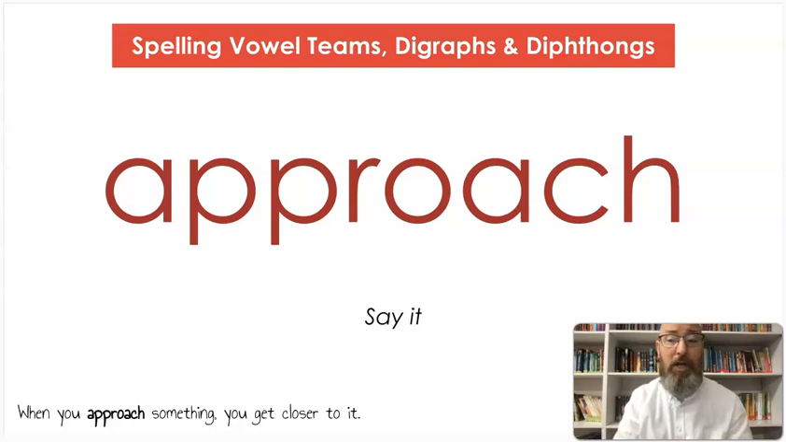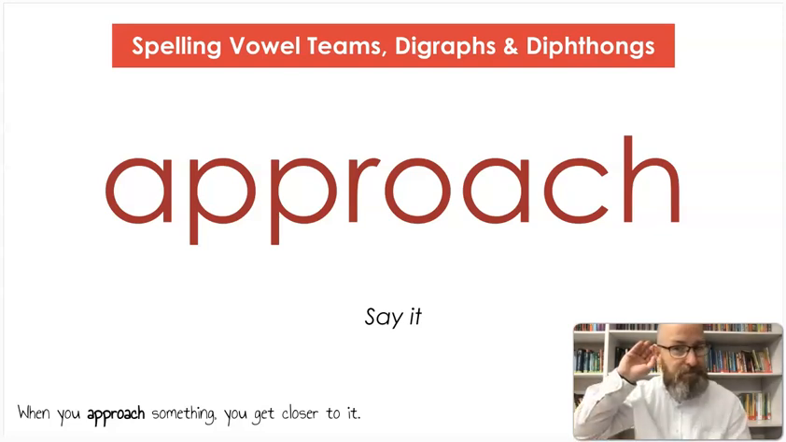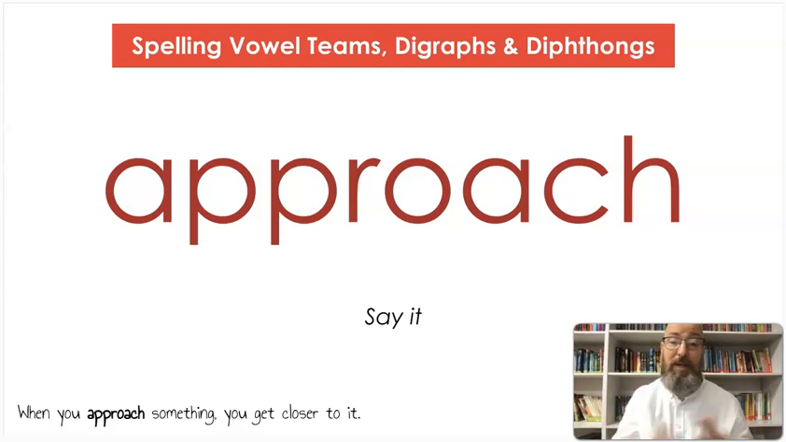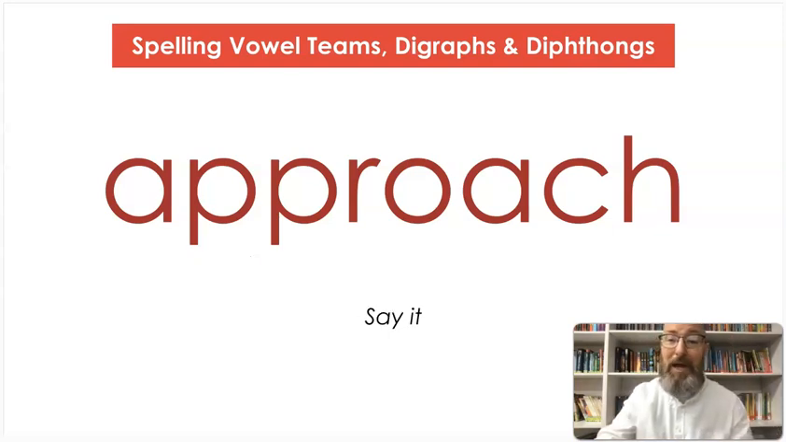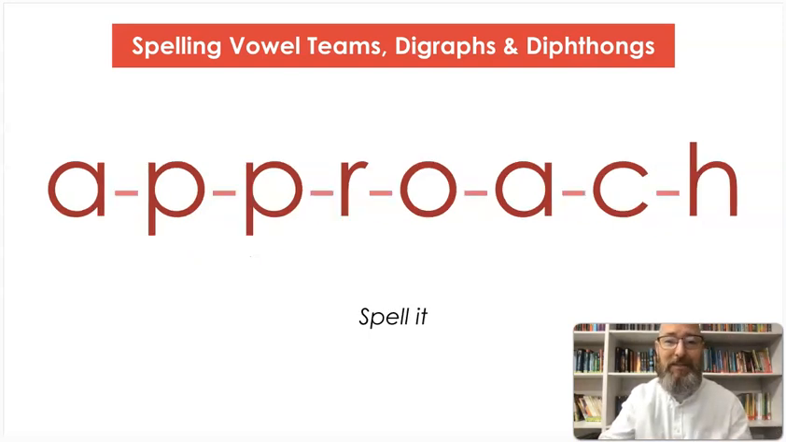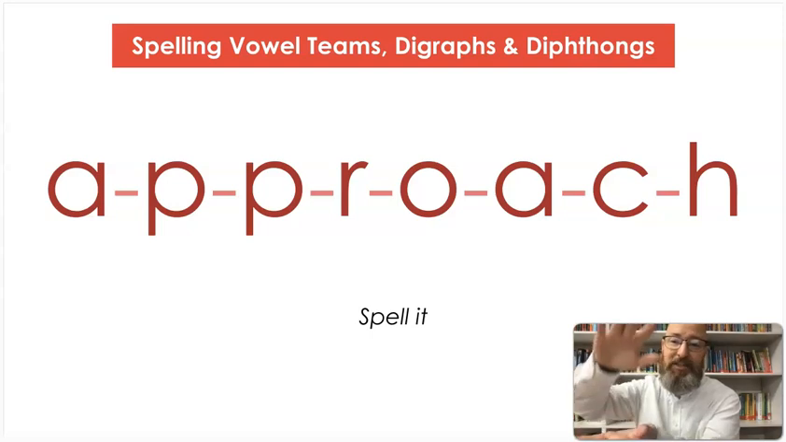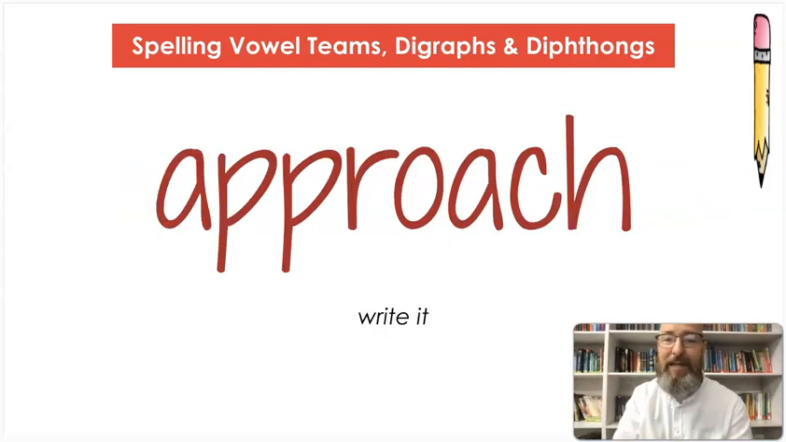Our next word is approach. Say approach. When you approach something, you get closer to it. Let's count the syllables. Approach. Approach. Let's spell it. A-P-P-R-O-A-C-H. Approach. And let's write it.